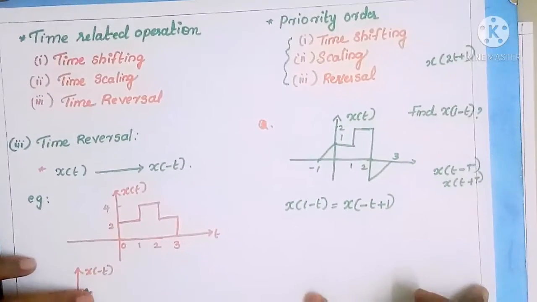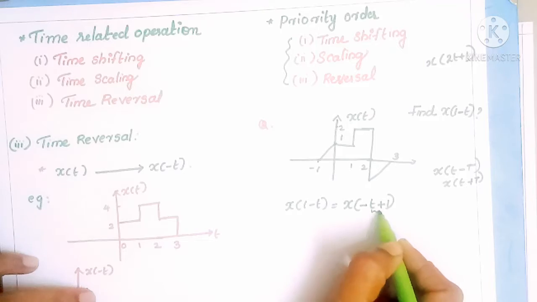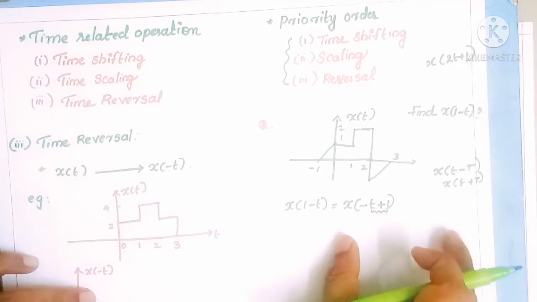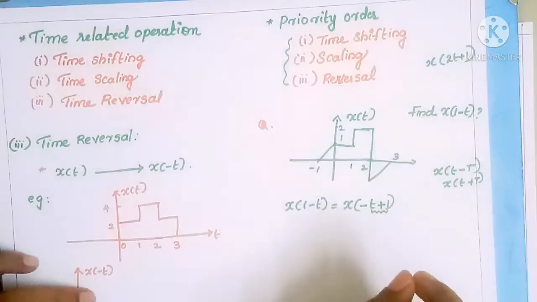So from this we can understand that here we have a time shifting operation, and also here there is minus t, so we need to perform the time reversal operation. So here we need to perform two operations, time shifting and time reversal. Then which operation can be performed first? We should perform time shifting first.